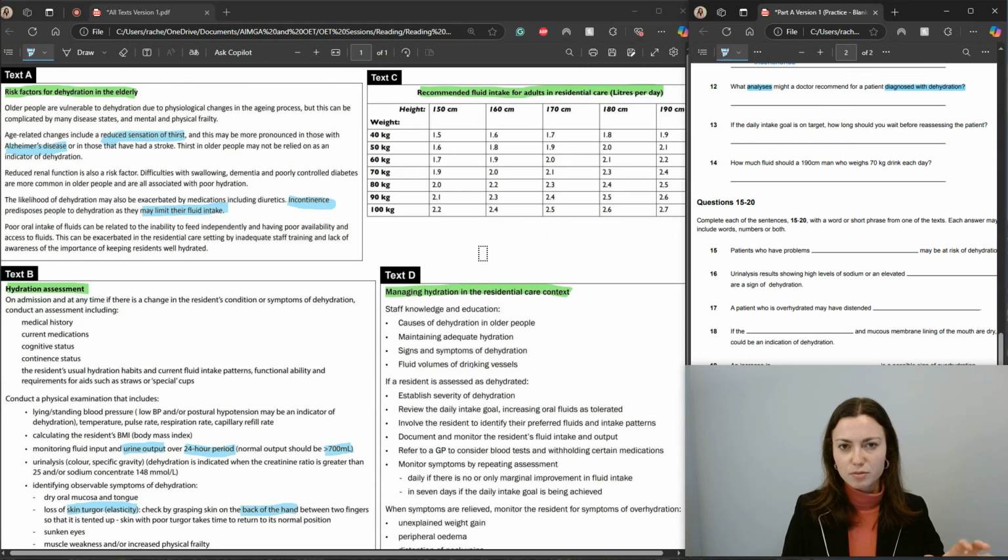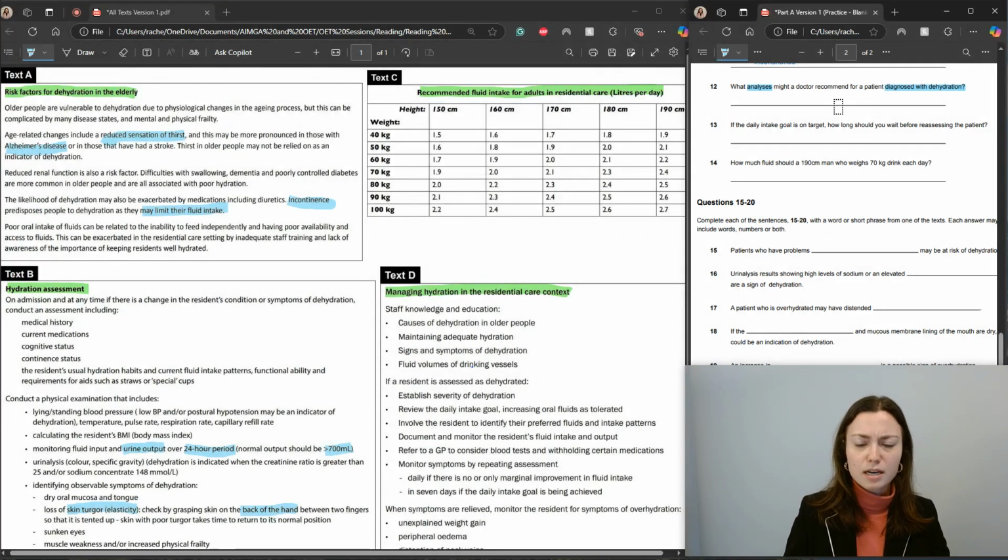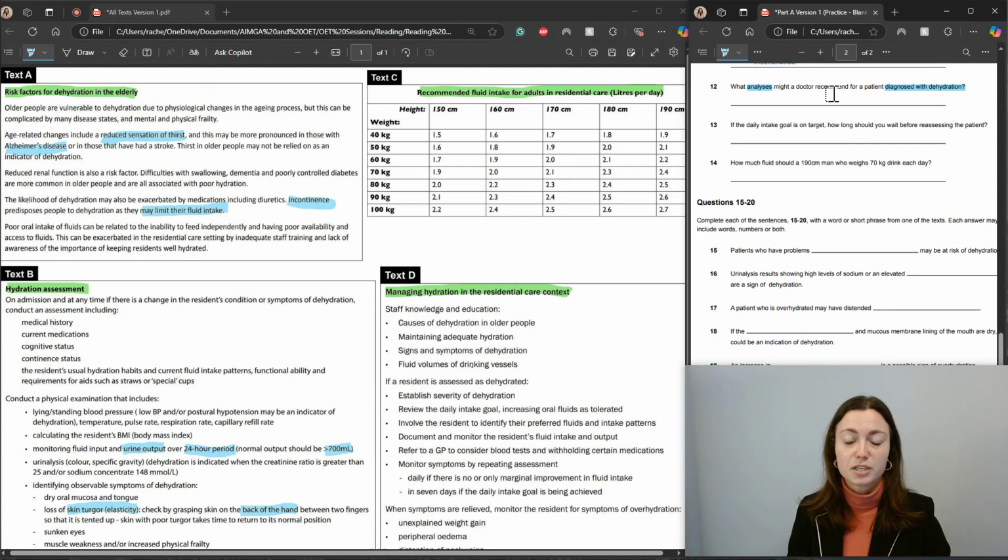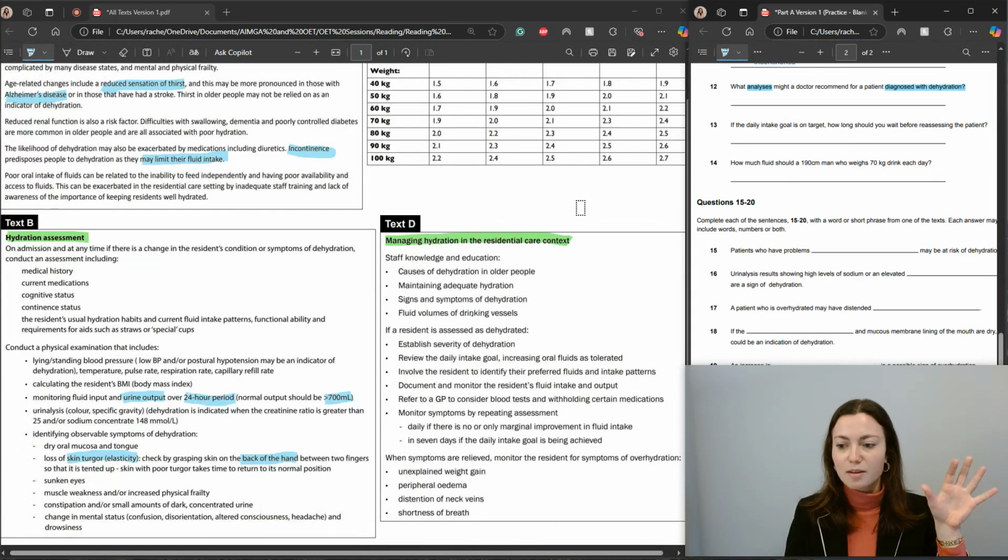Now, we have to be careful here. When you see that, you may immediately think of text B because it's all about assessment and diagnosing dehydration. But again, read the question. Notice here that it's once the patient is diagnosed with dehydration, so recommended for a patient. And that's a clue for us that actually we're not looking at the assessment to determine if someone's dehydrated, but actually to manage their condition afterwards. So based on that, I would go to text D.